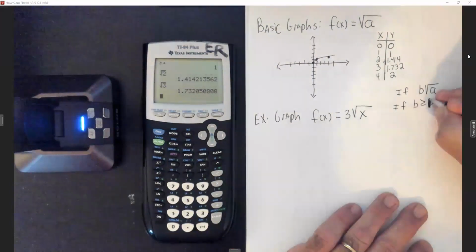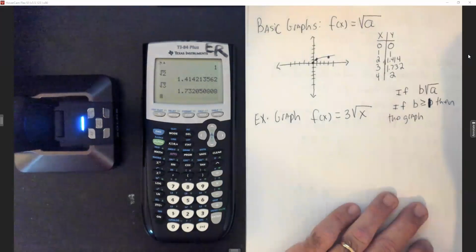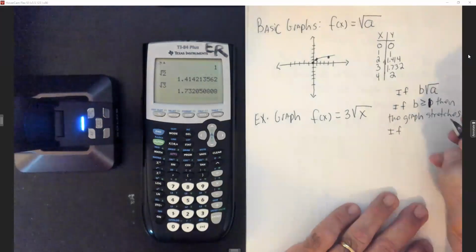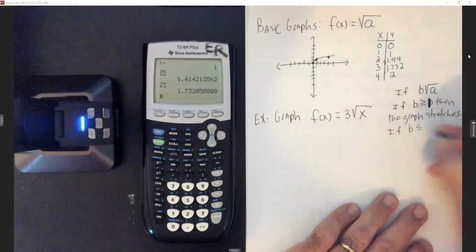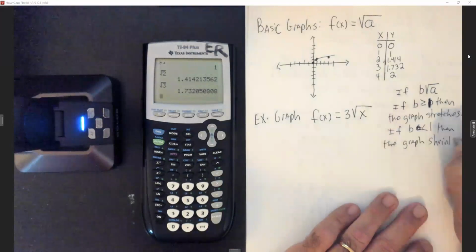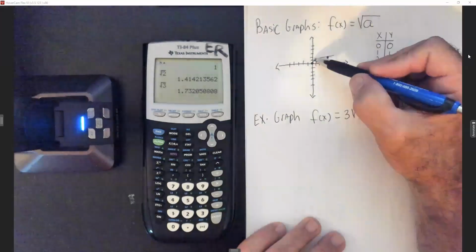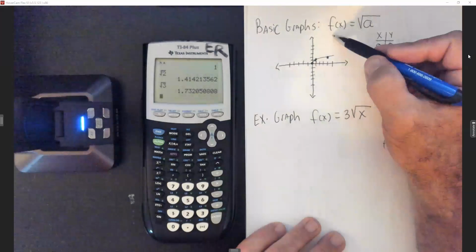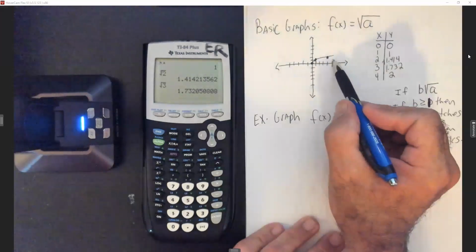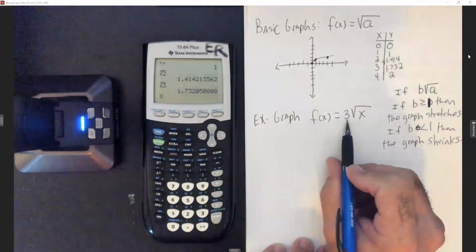If the b is greater than or equal to 1, then the graph stretches. If that b is less than 1, then the graph shrinks. So what I'm saying is, stretching this graph will want to go uphill a lot more, and if it shrinks, it's going to try to get closer to the x-axis. Now, I don't think any of the examples they put a fraction here. It's always a nice whole number, which means we're just going to stretch them.